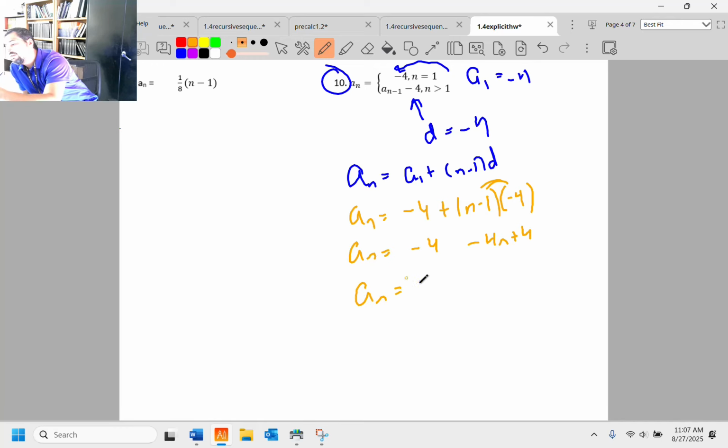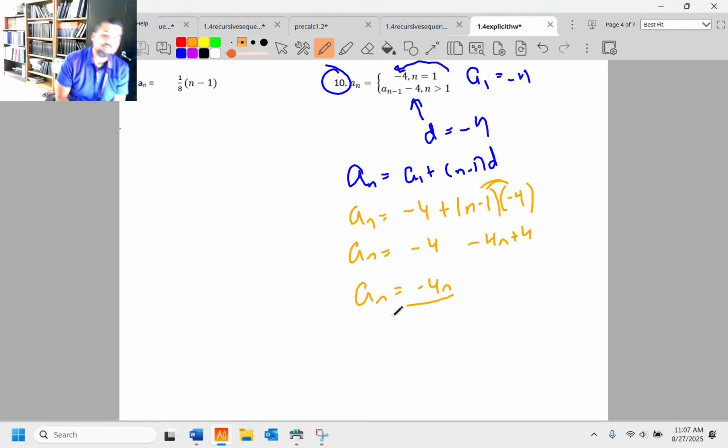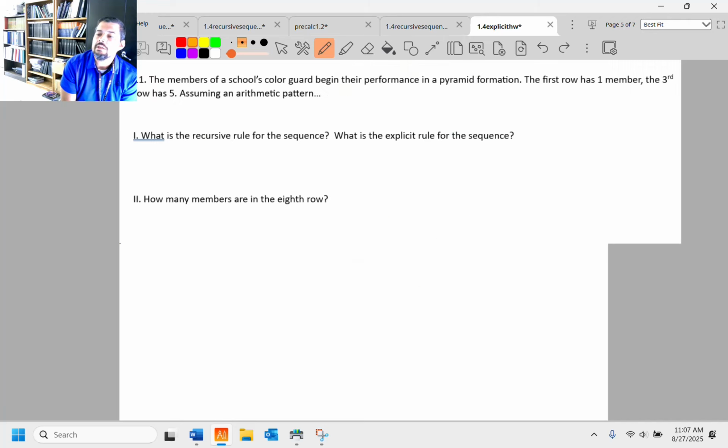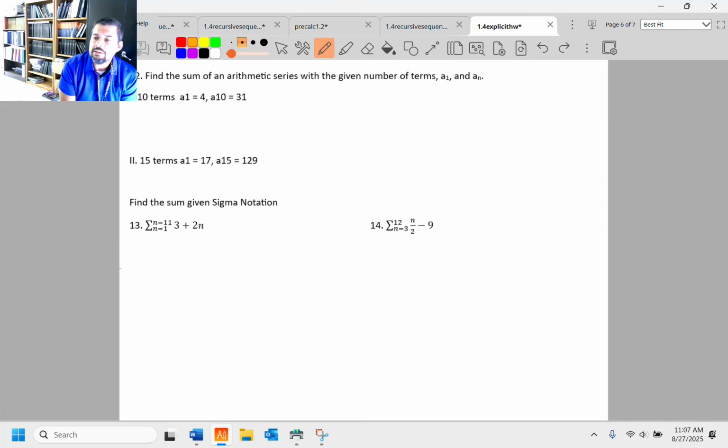So in standard form, we would lead with the variable. Negative 4 plus 4 is 0. And that is the explicit rule for the nth term, which is awesome if I wanted something like the 60th term, as opposed to doing it recursively where I have to write out all 60 terms. Please appreciate what explicit does for you. Don't want to do 11.